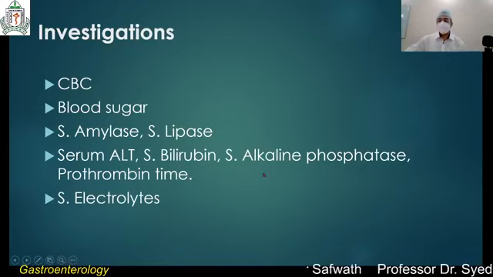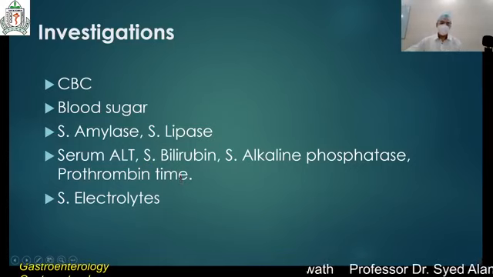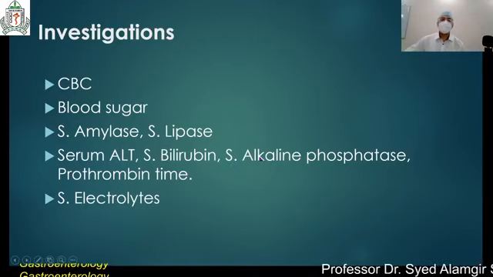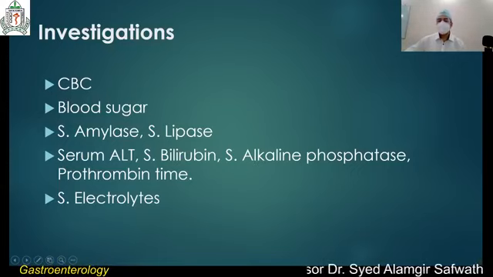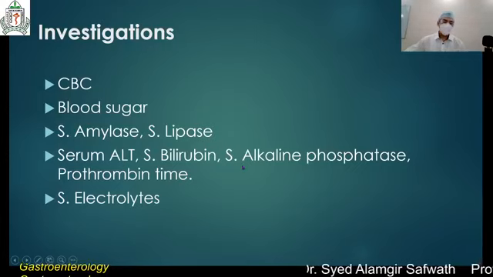Then you go for liver function tests like ALT, serum bilirubin, alkaline phosphatase, and prothrombin time to exclude hepatitis, as well as the obstructive causes of the biliary tree. If there is any stone in the biliary tree, it can give rise to raised bilirubin as well as raised alkaline phosphatase. So liver function test is important for you.